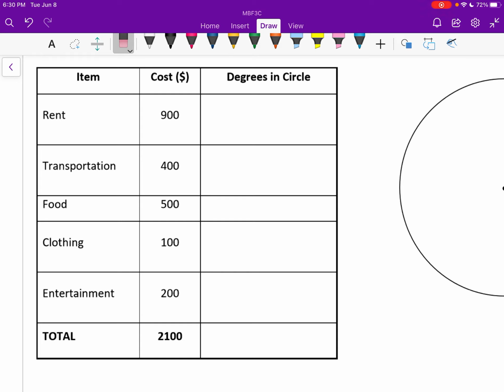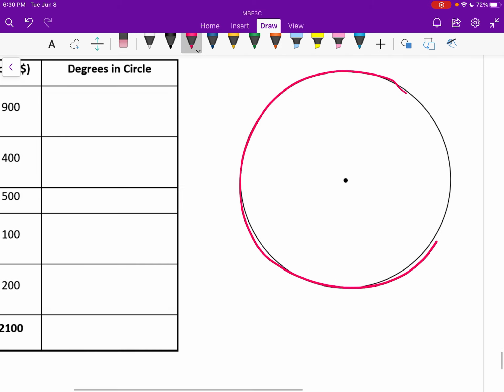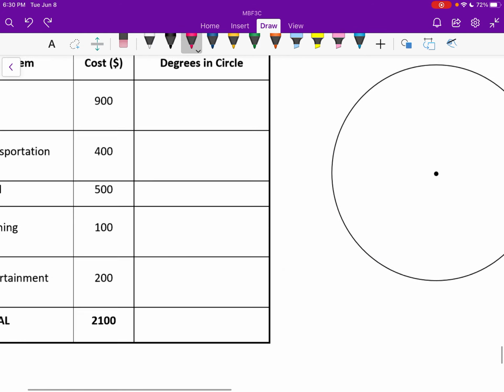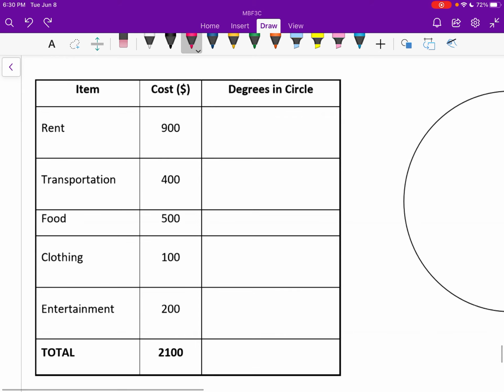So the first thing we're going to do is take how much everything costs. So it's 900, 400, 500, 100, 200, right? And it's all going to add up to 2100. So this entire chart is going to be 2100, right? There's 2100 little spots in this entire chart for us to fill out. What we want to find out is how much each of these takes in that chart. So I want to find out 900 divided by 2100, which is the total amount, right?